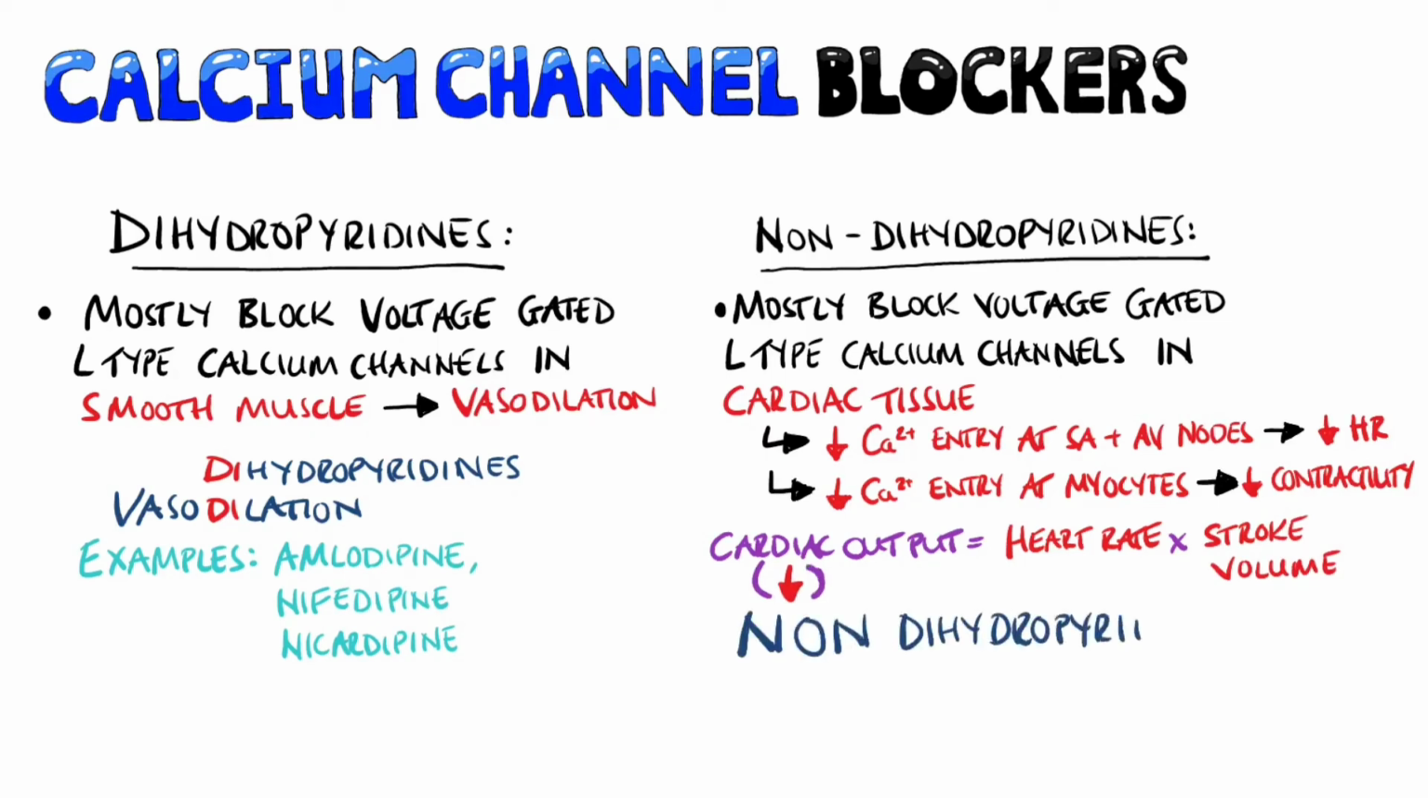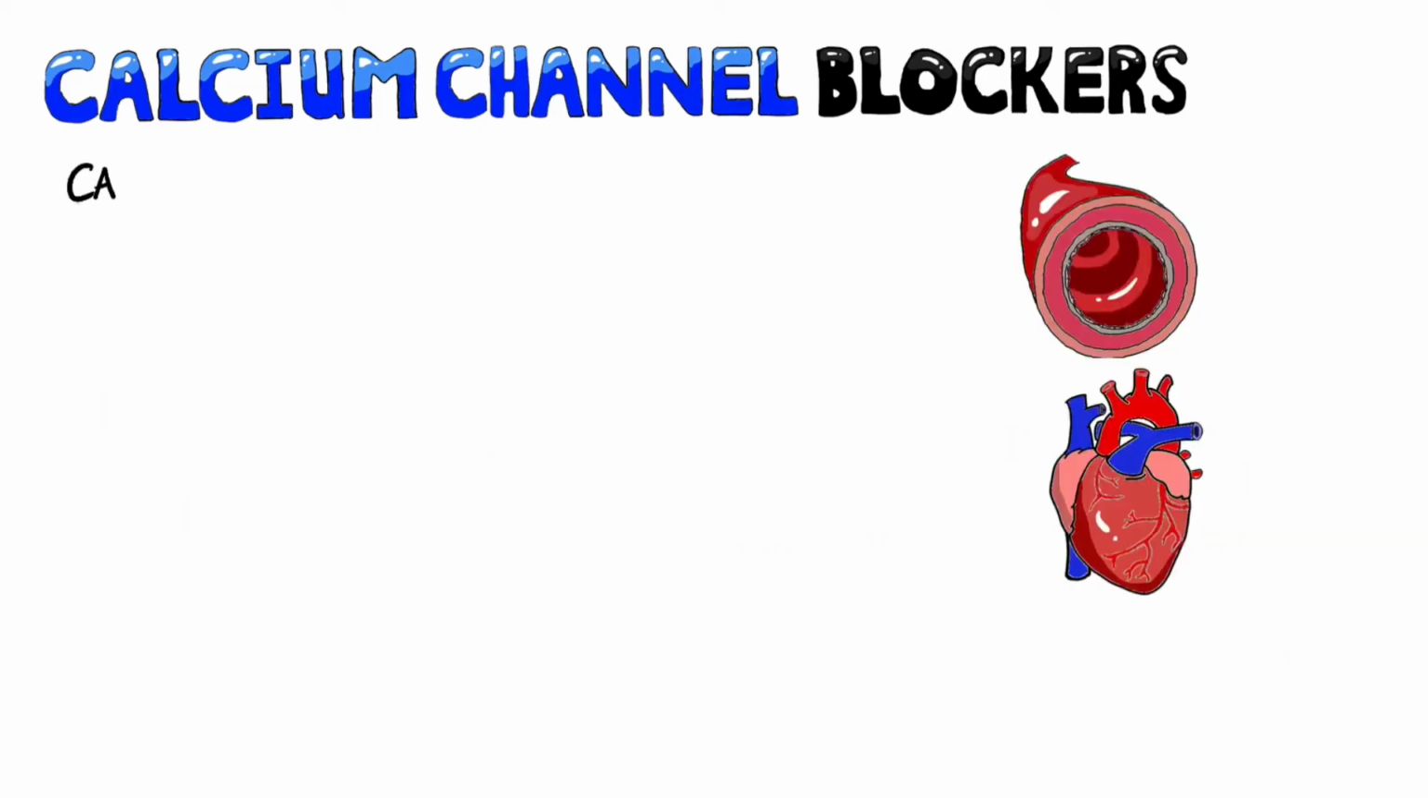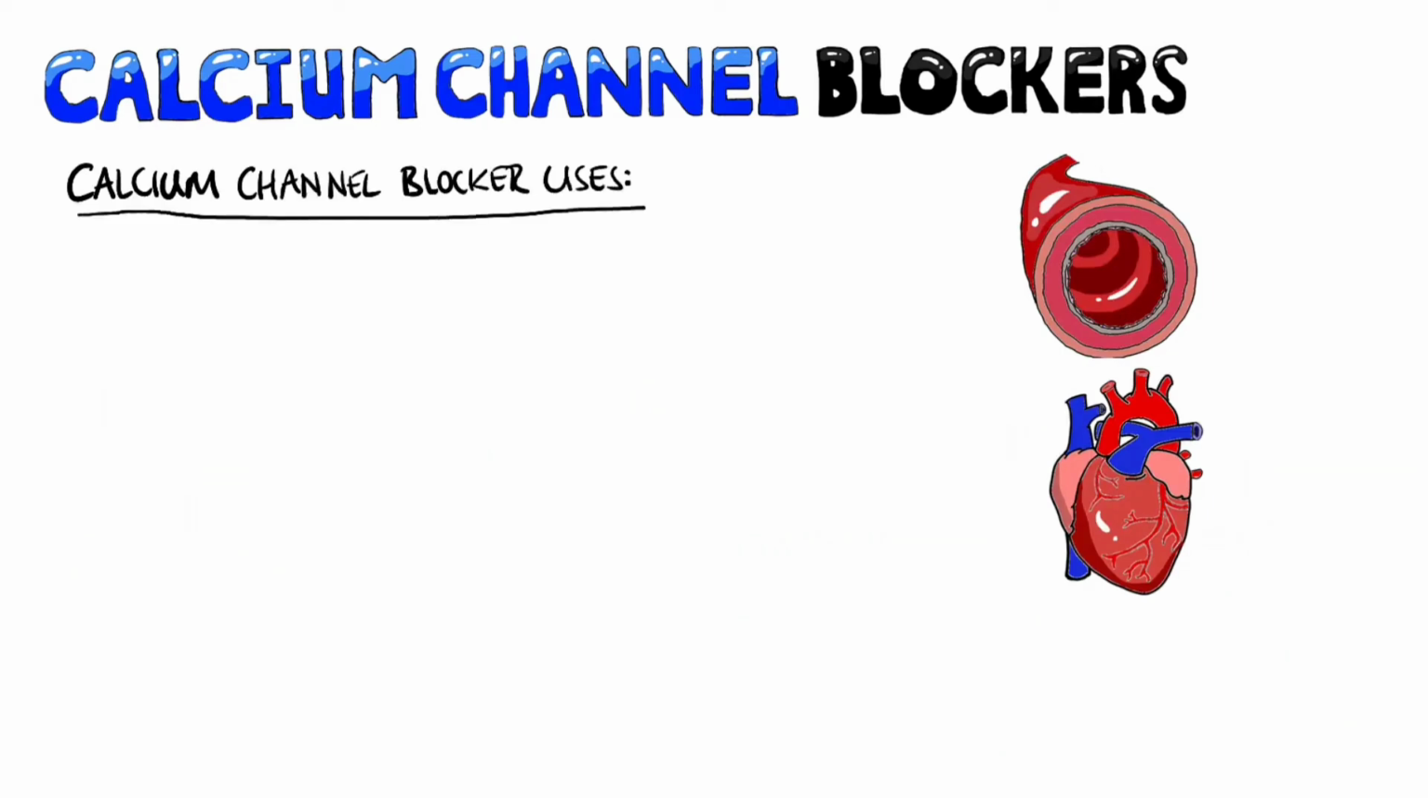I remember non-dihydropyridine calcium channel blockers work more on the heart by using the O in non as a reminder for the heart. Examples include verapamil and diltiazem. Verapamil works strongly on the heart, while diltiazem is a bit more intermediate and still has some vasodilation effects. So what are calcium channel blockers used for? They're often used in chronic hypertension, particularly slow-release preparations with a longer half-life that allows for a smoother blood pressure control. Most commonly, dihydropyridine calcium channel blockers like amlodipine are given to treat chronic hypertension.